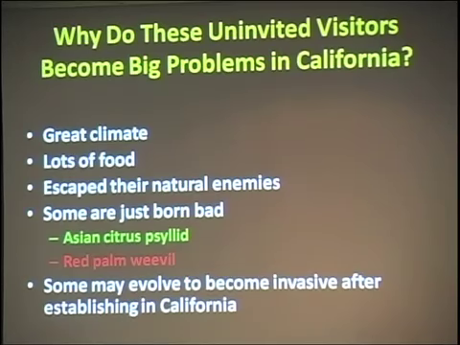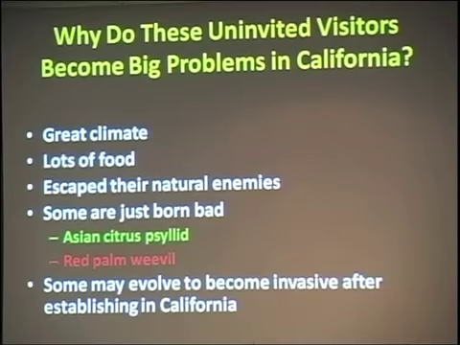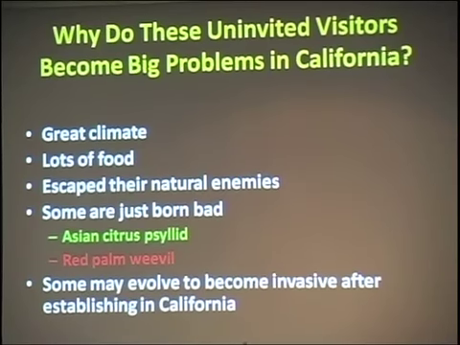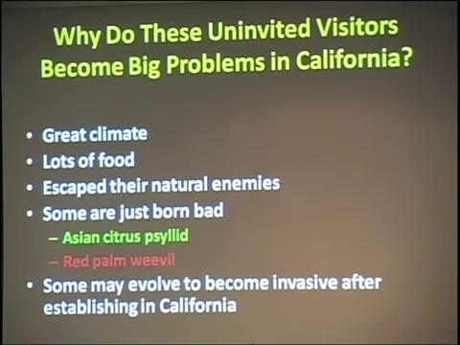Some are just born bad when they arrive. Asian citrus psyllid is an example of a bad insect. It's been bad everywhere it's gone in the world. Why would we expect it to behave any differently in California? It's not going to. It's going to be a bad player here as well. We'll talk about red palm weevil. It's been bad everywhere it's gone in the world as well. It's going to be bad here in California too.